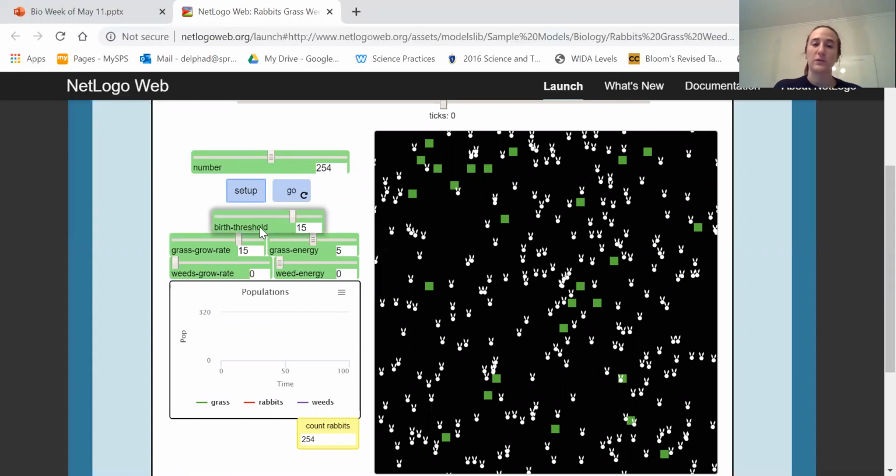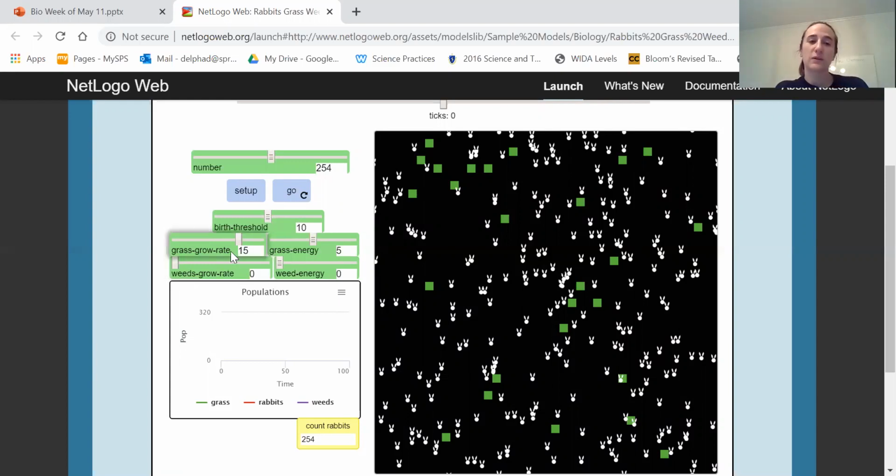So the birth threshold is this number right here, from 0 to 20. 0 means the rabbits need no energy to give birth. 20 means they need all of the energy to give birth. So I'm just going to put that somewhere in the middle because we're not really testing about the energy.